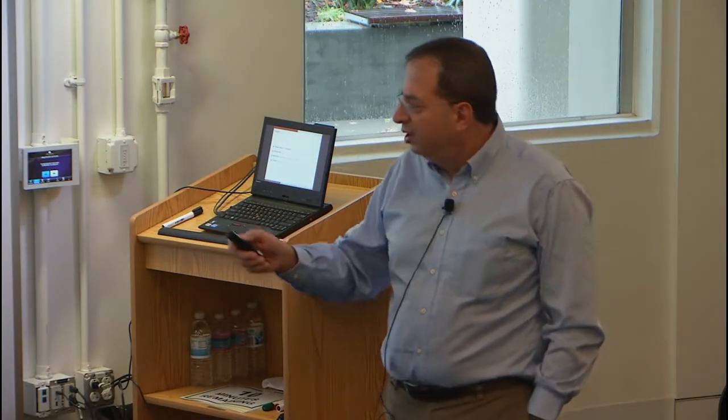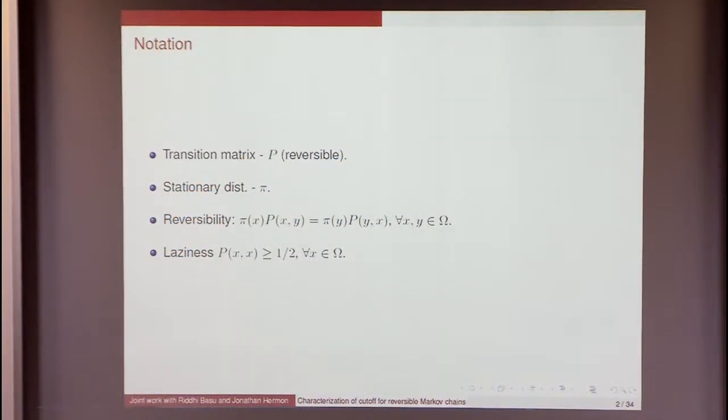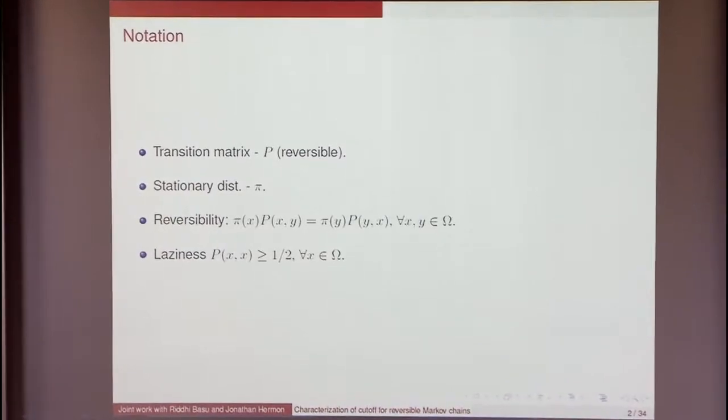So first, just to fix the notation, we're going to have a reversible and irreducible transition matrix P. Pi will be the stationary distribution. Reversibility means that moving forward or backward in time, you get the same distribution when you start at stationarity, and this is the usual detailed balance formula which captures that.